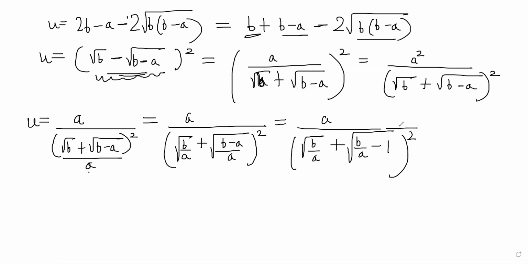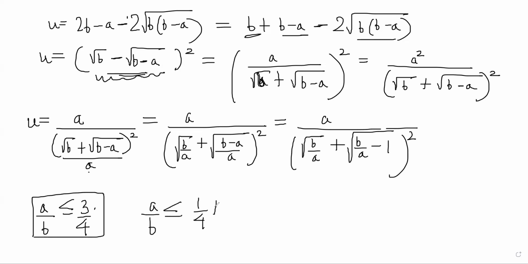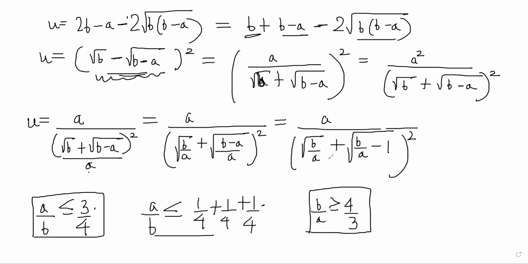Now, we have earlier proved that a by b is less than or equal to 3 by 4. If you remember, we had shown a by b is less than or equal to 1 by 4 plus 1 by 4 plus 1 by 4 at an earlier stage. So if a by b is less than or equal to 3 by 4, then b by a is greater than or equal to 4 by 3, right? And we'll employ that here. So if you replace b by a with a greater number here, then the whole thing will be smaller, right?